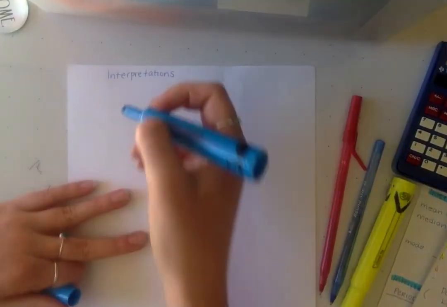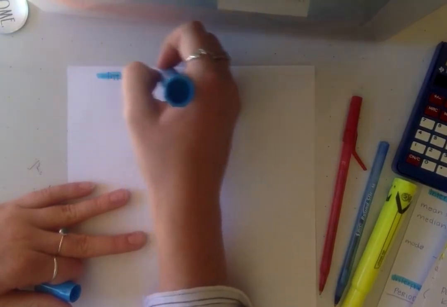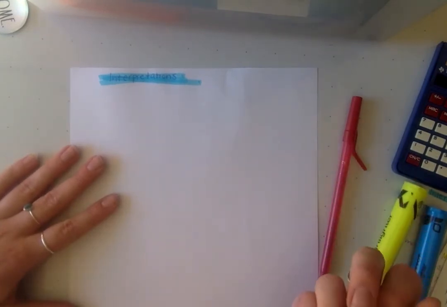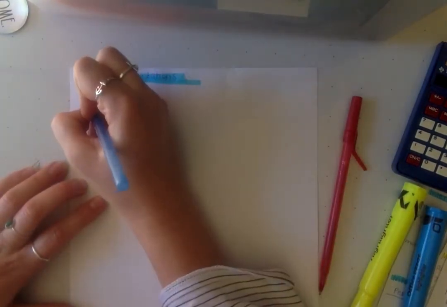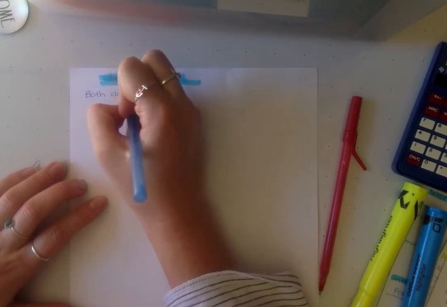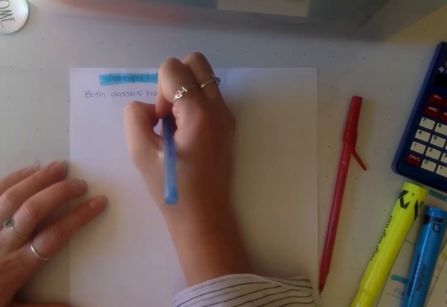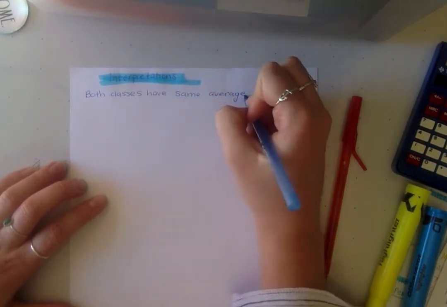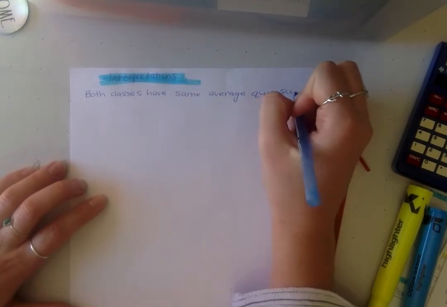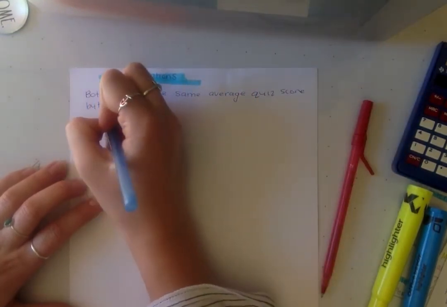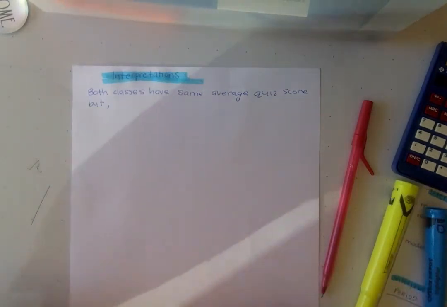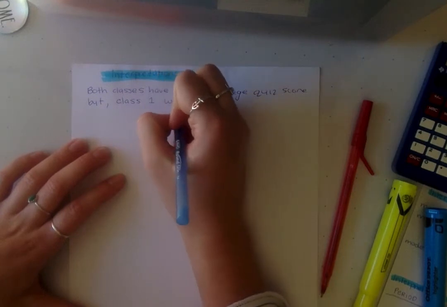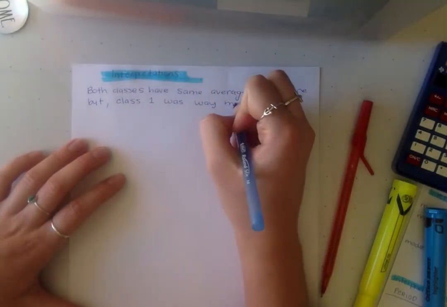All right, so our interpretations. If someone were to ask you which class did better, what would you say? Something you can say is they both had the same average. So you could say both classes have the same average quiz score, but if I'm looking at the data from class 1, I could say class 1 was way more consistent.